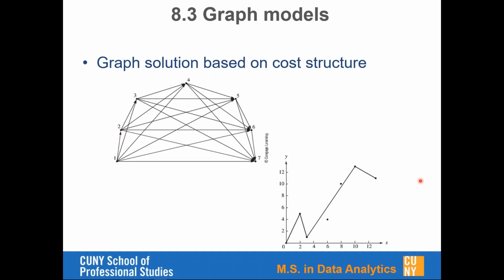And then for graph models, we always have graph solution based on cost structure. That is to say that there is a cost from one node to a different node. For example, from 1 to 2, there is a cost associated with the edge. Potentially, it could be the travel time. It could be the distance. Could be anything that you can use to represent the graph.